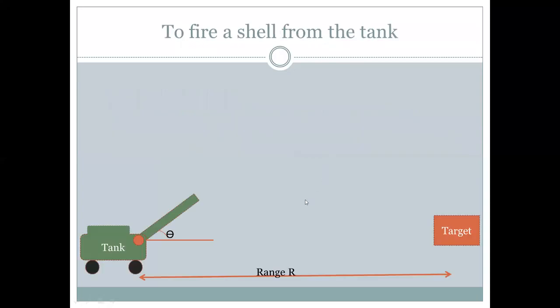So this is the first application. Suppose we want to fire a shell from the tank, and we want to hit the target, which is at distance r, as shown in the figure. Then to hit the target, we must decide the proper angle for this gun. If you select the proper angle as per the distance of the target, then we can hit the target. So this is the projectile motion for the shell, part of the projectile motion in the kinematics.